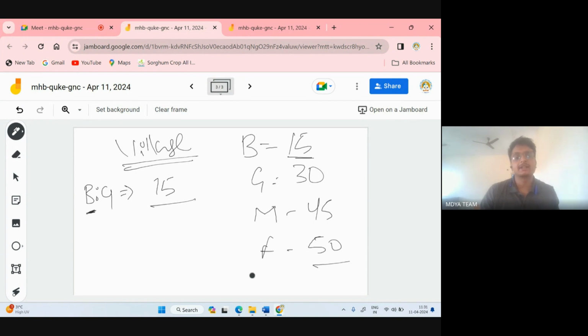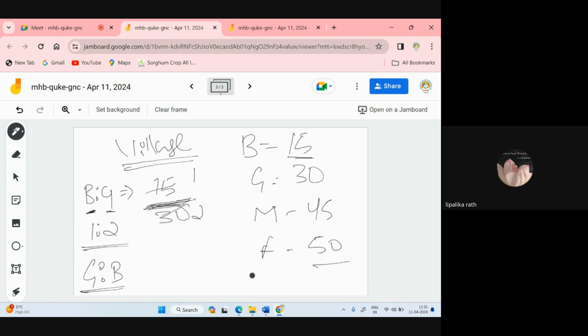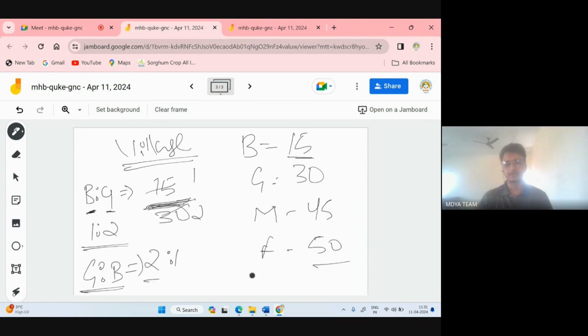Girls is written afterwards, so it will come in the denominator. What will we write in the denominator? 30. Just solve this. It is 1 ratio 2. What will be the girls to boys ratio? 2:1. 2 ratio 1. Very good.